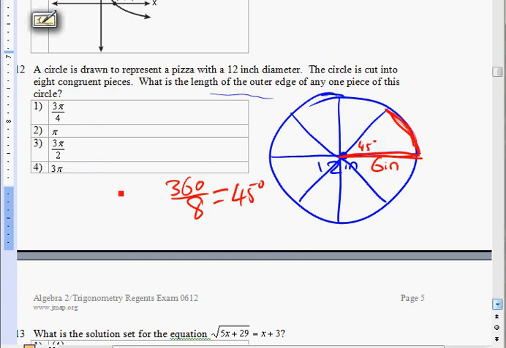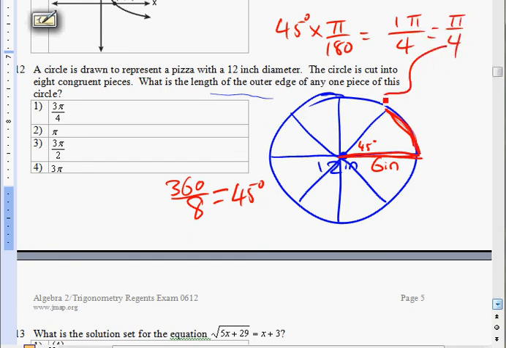All the answers here are in radians, so we have to convert this into radians. You can take 45 degrees times pi over 180, and that's how you convert into radians, and that simplifies to 1 over 4 pi, or pi over 4. Okay, so that is the measurement of 45 degrees in radians. Next, to find the outside over here, we need to apply this formula.